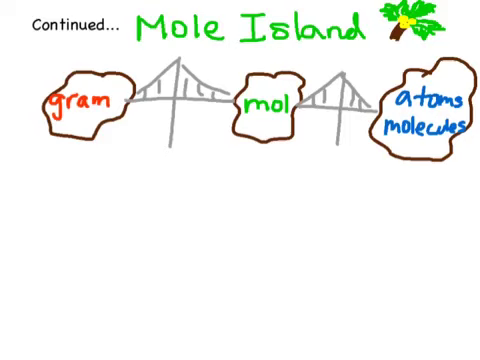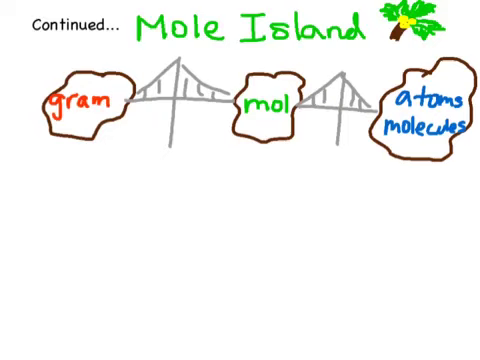Okay, so here's my simplified version of Mole Island. So we've got the 3 main islands. We've got Gram Island, Mole Island, and Atoms or Molecules Island. And in between them, we have bridges. Because guess what we get to do? More bridges! I know you're super excited. So we have to do bridge calculations in order to go from grams to moles, moles to molecules, or even grams over to atoms. So this is how it's going to work.